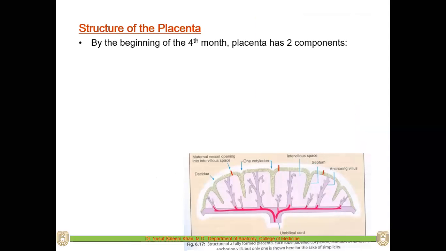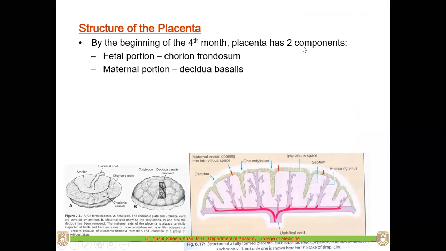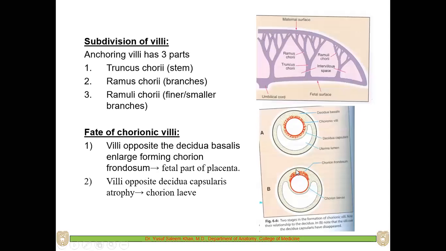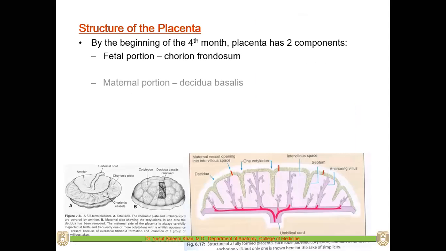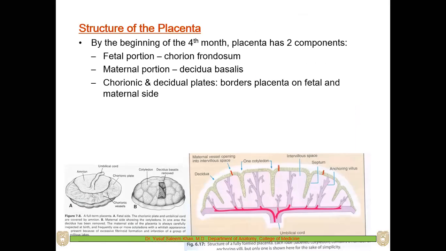Now coming to some more parts of the structure of the placenta. By the beginning of the fourth month, the placenta has two components. One is the fetal portion, which I have shown you, the chorion frondosum, and the maternal part, that is the decidua basalis. Here will be the decidua basalis. So the fetal part is called the chorion frondosum, and the maternal part is called the decidua basalis. And the chorionic and decidual plates I have already shown.